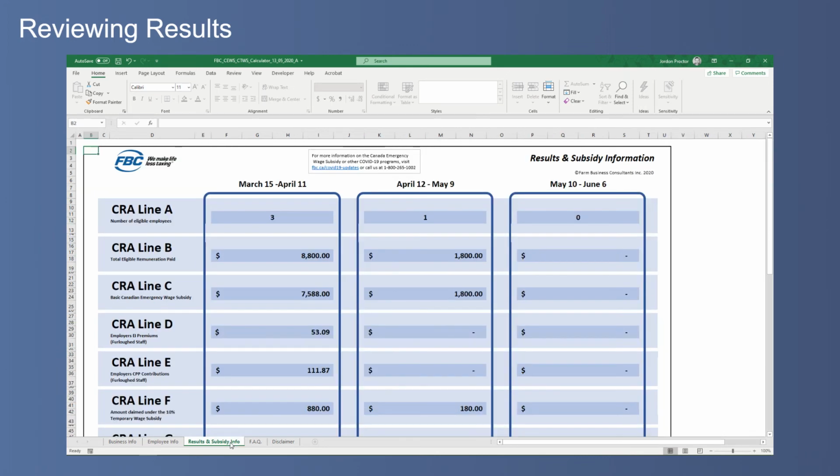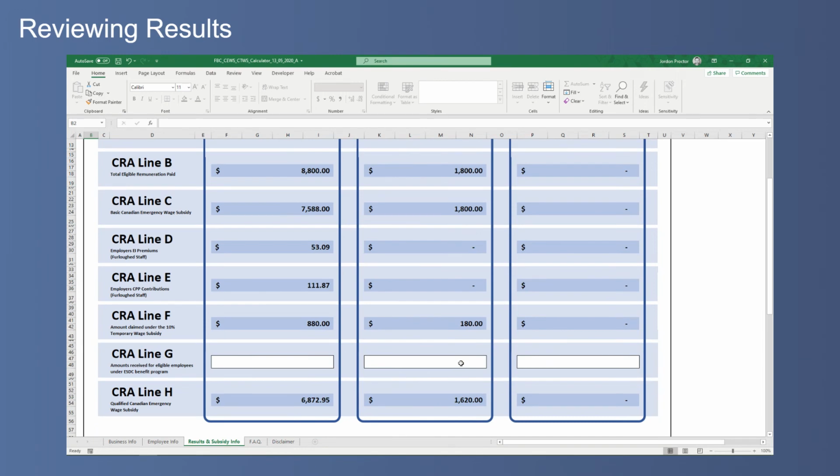So when we go back to results and subsidy info, we have a complete period and an incomplete period, just as contrasting examples of what you might run into.